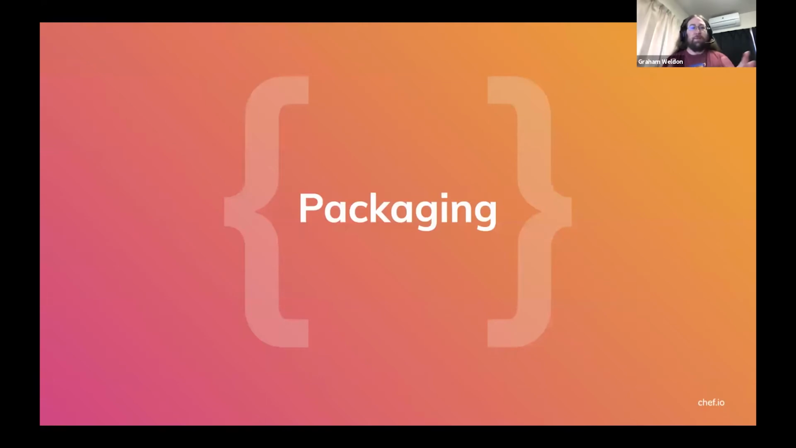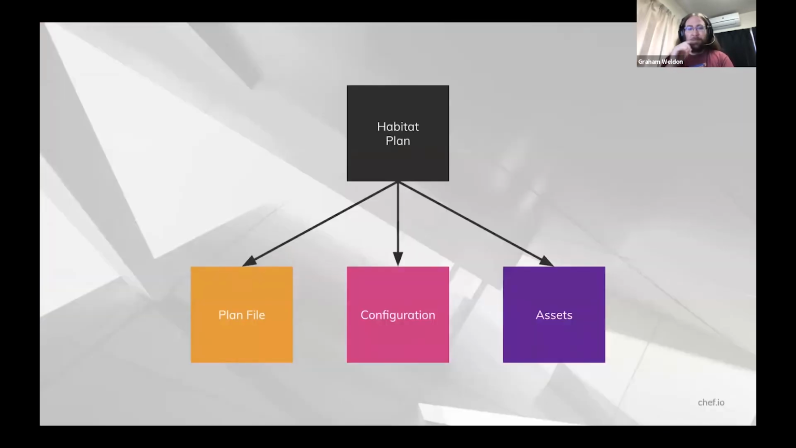All right, that's our quick review of the things that I like about Habitat and the things that sell it. So we'll start talking about packaging. A Habitat plan is at the core of packaging your application and building your artifact. And it contains, I think, 3 main things. A plan file, which defines how to build your plan, some configuration if it's a service, to how to run your service, and any other assets that are required to run your application.